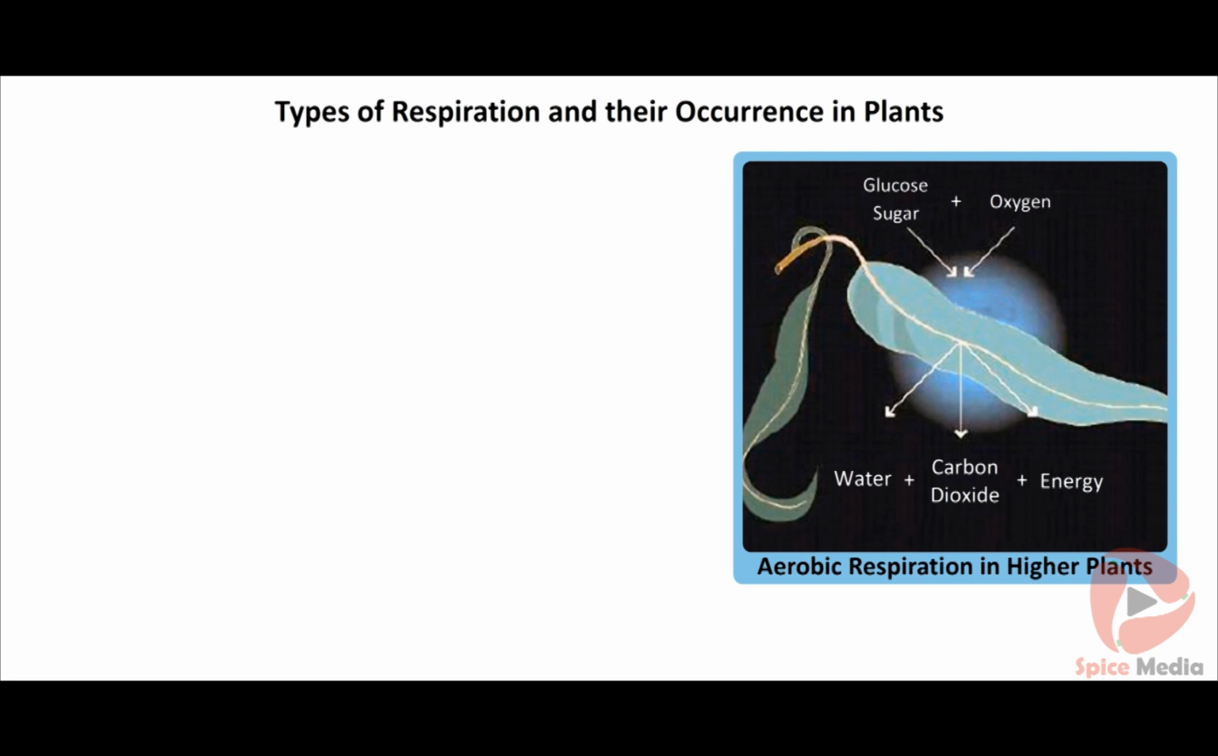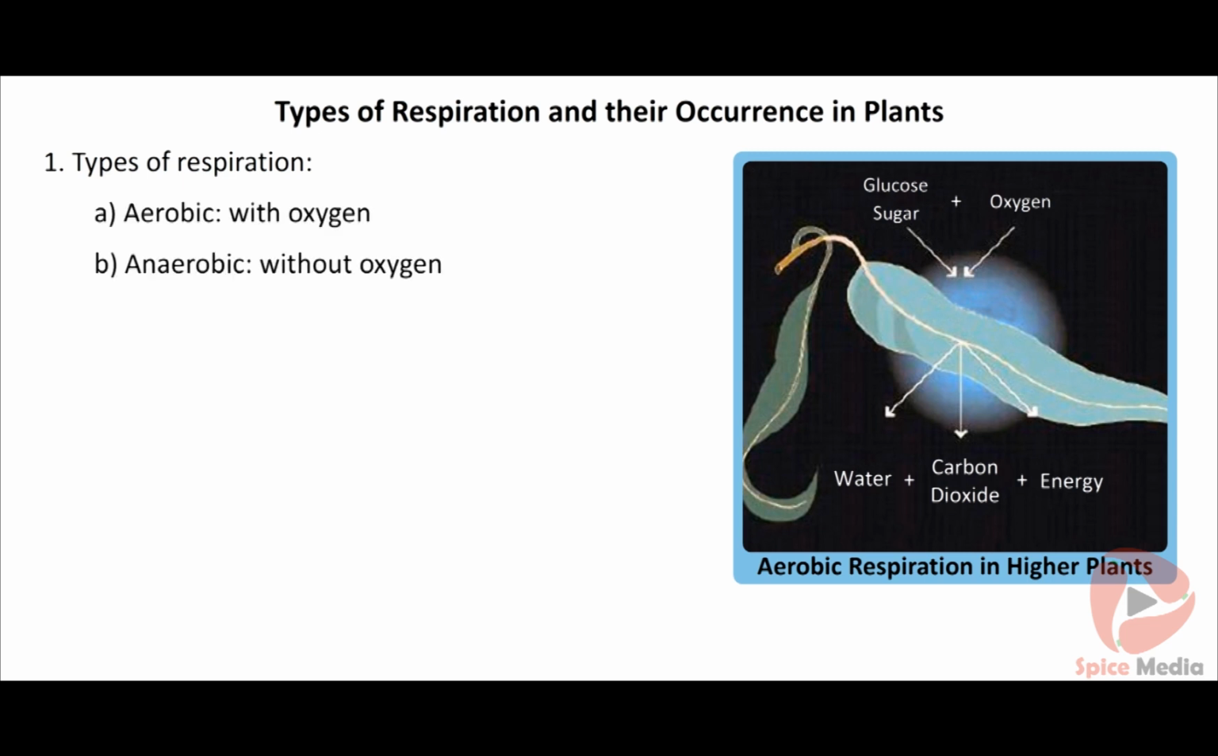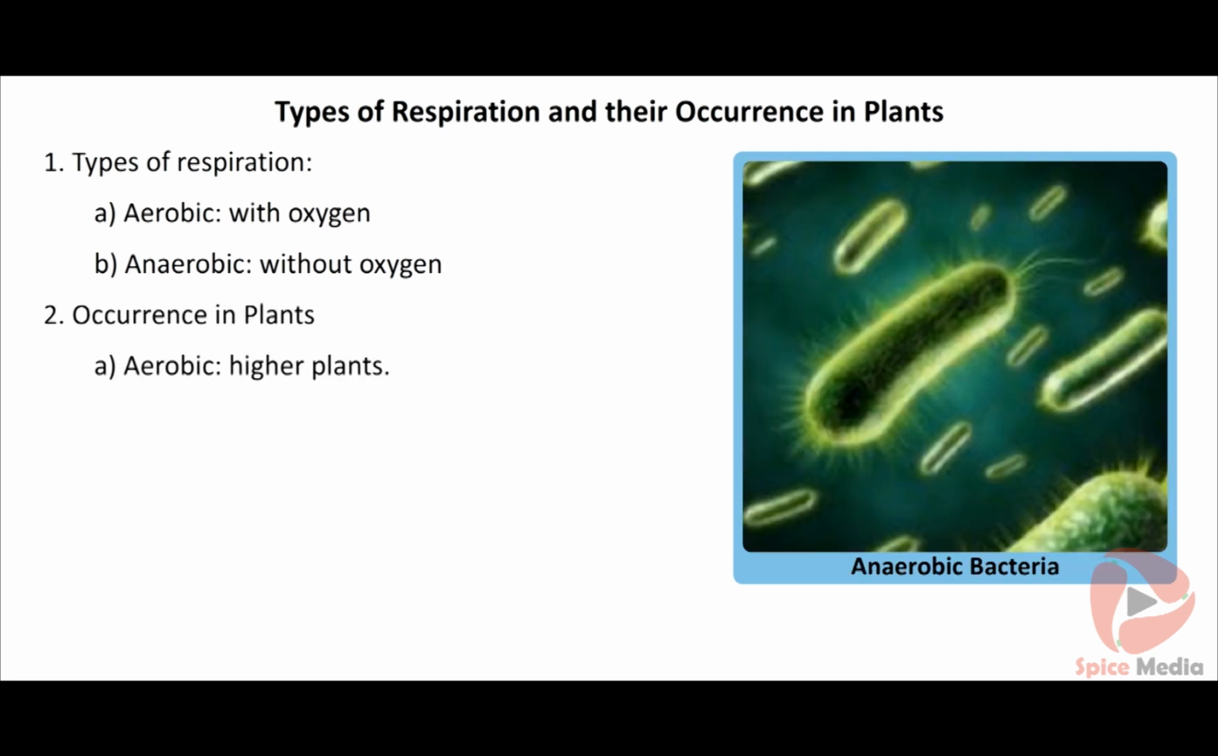Based on the availability of oxygen, respiration is categorized into two types: aerobic respiration and anaerobic respiration. Aerobic respiration takes place in the presence of oxygen, and anaerobic respiration takes place with the absence of oxygen. Higher plants respire in aerobic conditions, while lower organisms like bacteria and yeast can respire even under anaerobic conditions.